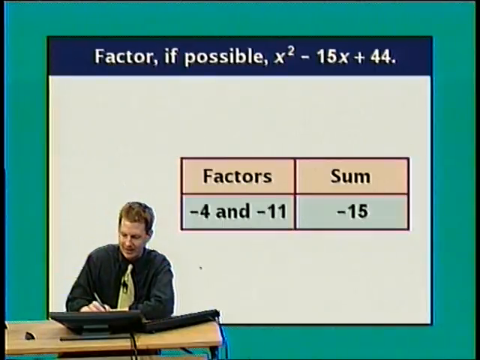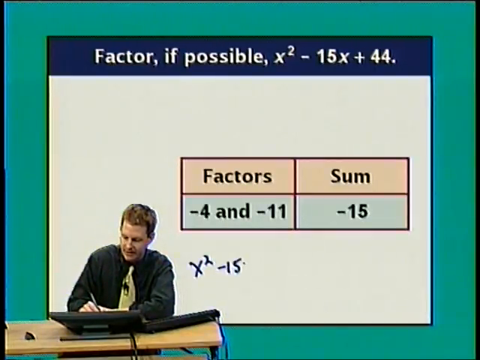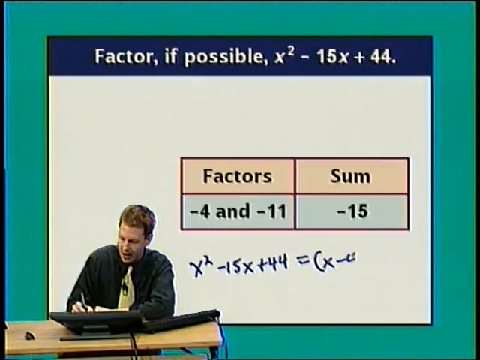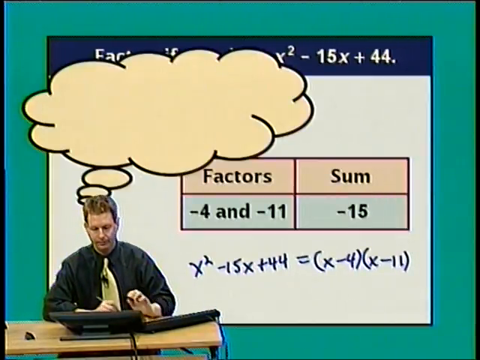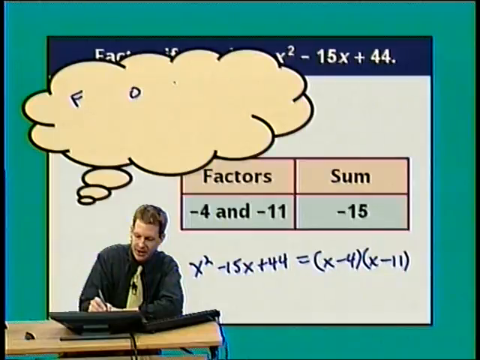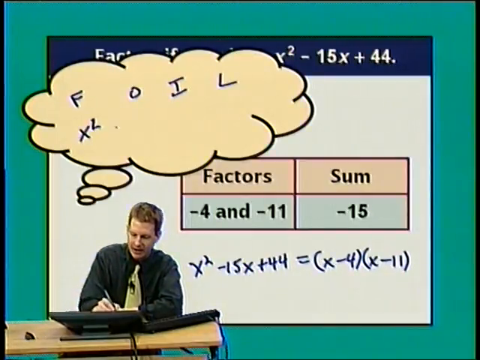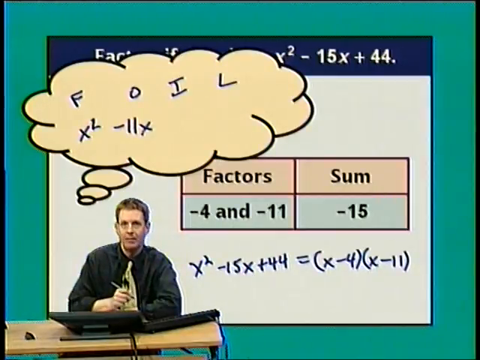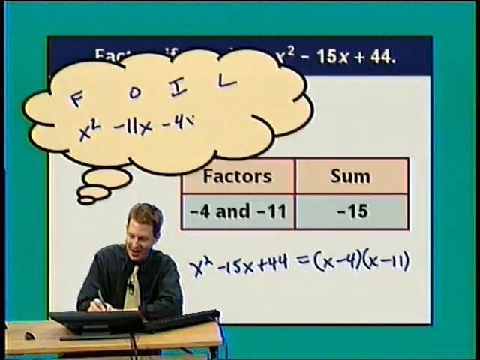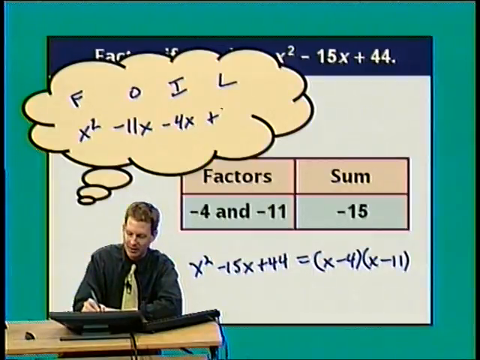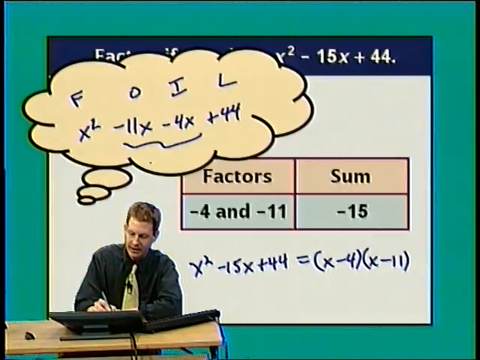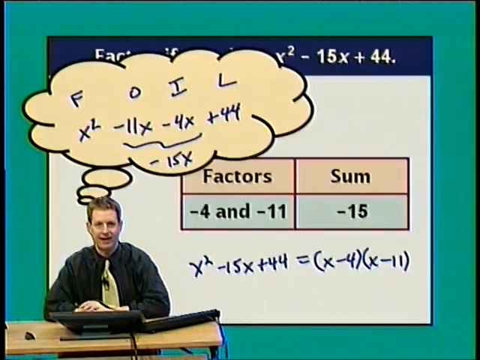It must be the case that x squared minus 15x plus 44 equals x minus 4 times x minus 11. Doing my mental check. My firsts multiply to x squared, my outsides multiply to minus 11x, my insides multiply to minus 4x, and my lasts multiply to plus 44. And yes, indeedy doodle, my OI terms add to minus 15x.